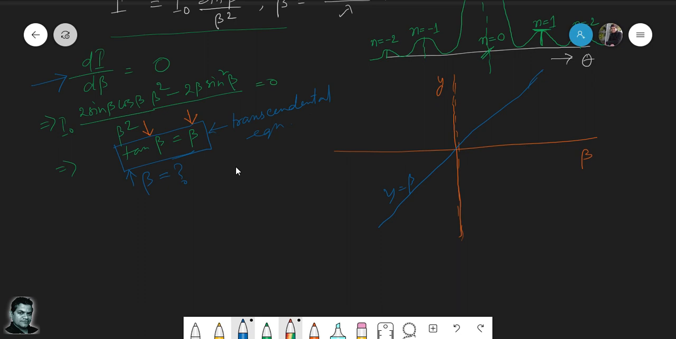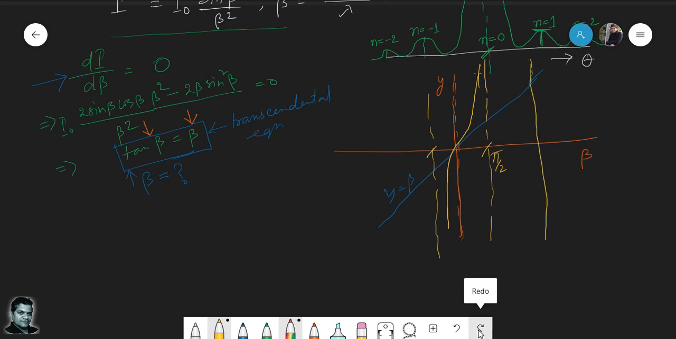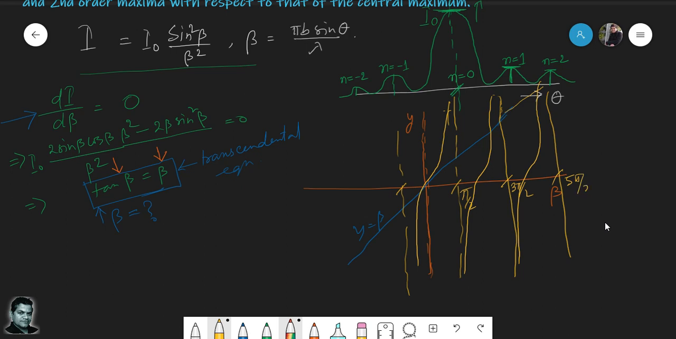So how does the tan beta function look? The asymptotes are at pi by 2, 3 pi by 2, 5 pi by 2, and so forth. If you look very closely, there is a solution at beta equal to 0, the origin. At this point the y is equal to beta line and the y is equal to tan beta curve meet. One point is here, another point is here, and then the next point is right here.